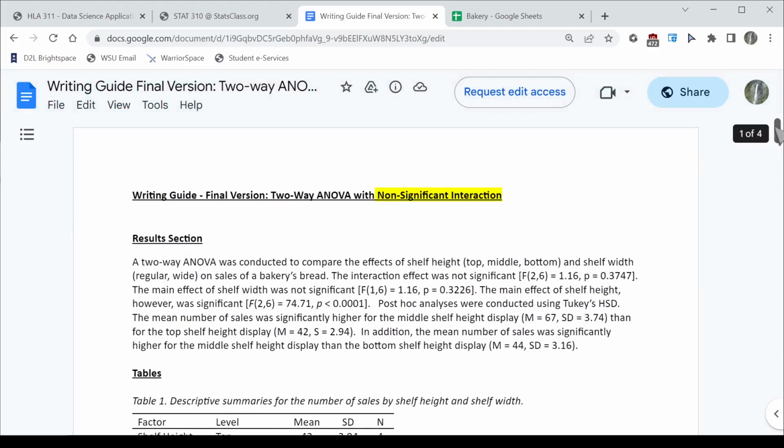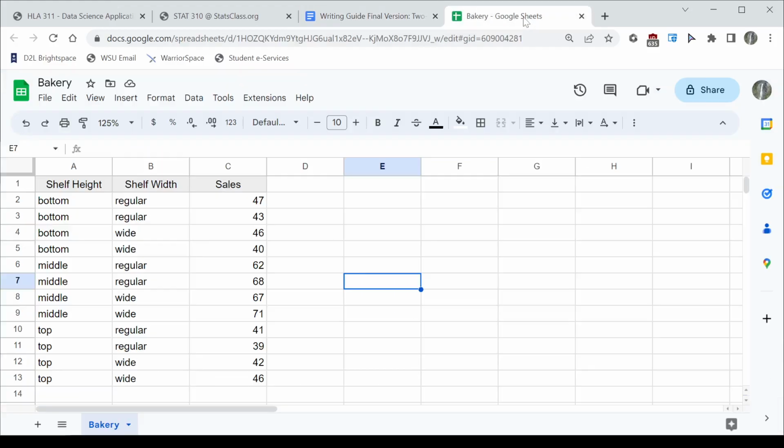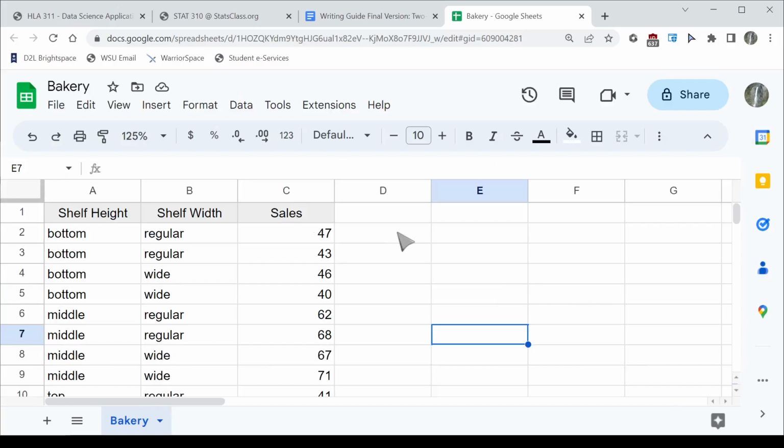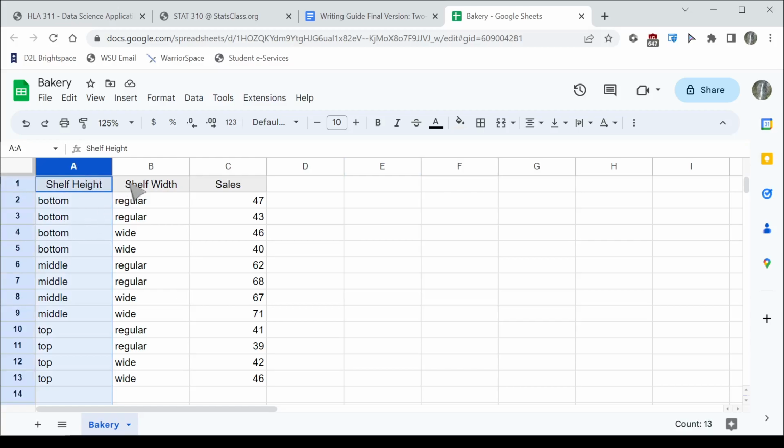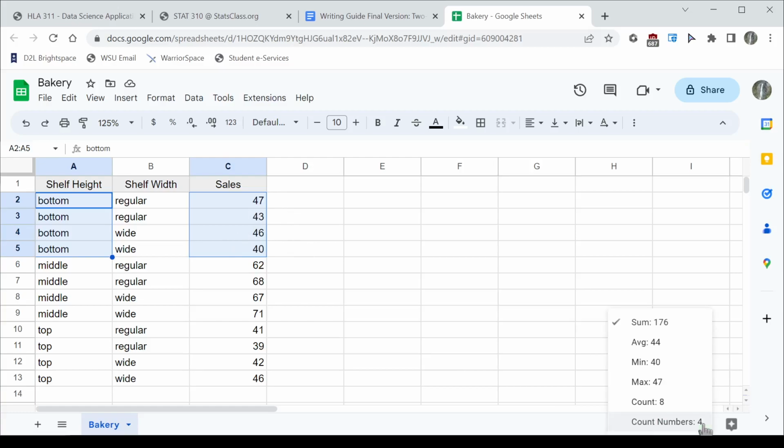So let's put this in context of our bakery example here. In our bakery example, the interaction term was not significant. So what that means is I can consider the effect of shelf height and not worry about the shelf width. So for example, if I want to compute the row for shelf height bottom, I would consider these observations right here. And I would simply compute the average of these four because that's for the bottom shelf. The average for these four, you can get here in a spreadsheet down here in the status bar, is 44. So that should be the value reported there with the bakery example.